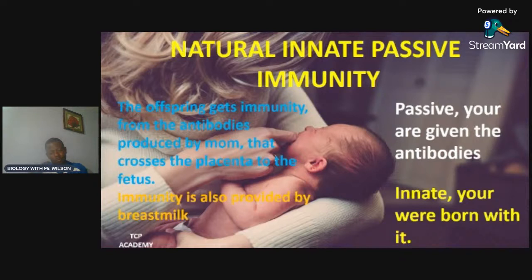The baby also acquires some amount of immunity from the breast milk. So passive here suggests that you were given the antibodies. It's not that it was made within you. So the baby was given the antibody. It's not a case that the baby is able to make the antibodies for itself. Now, innate, of course, when the baby is born, it is made within. Innate, when the baby is born, will be born with a short-lived immunity, and innate speaks to being within the individual.